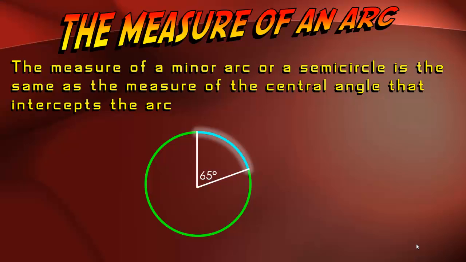Alright, so the measure of an arc. The measure of a minor arc, or semicircle, is the same as the measure of the central angle that intercepts the arc. We touched on this last unit, so don't pretend like you haven't heard it before. So we've got this central angle of 65 degrees, which means the measure of that arc is what? 65 degrees. Very good. If you got it wrong, not very good.